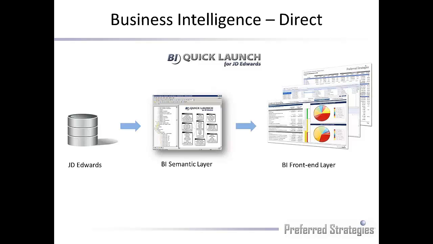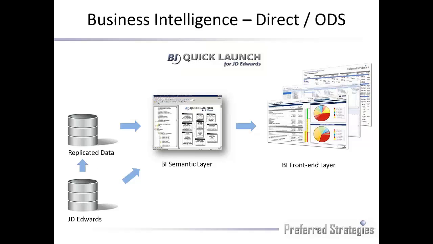So another view of that, again, if you had your J.D. Edwards data as your source, you're going to have the semantic layer connecting from that and then feeding the end user. Where if you're replicating data, J.D. Edwards is feeding to, in essence, another reporting repository. That's fed into the semantic layer.